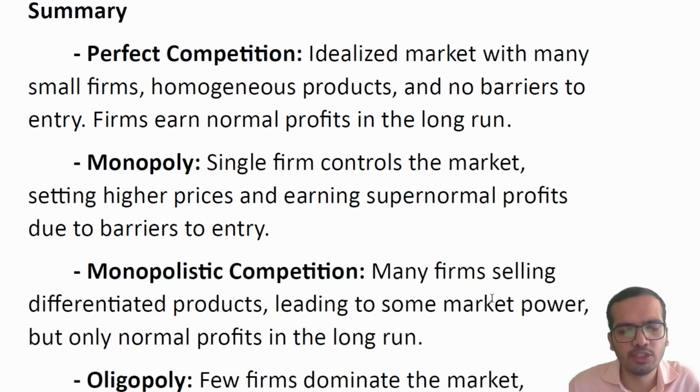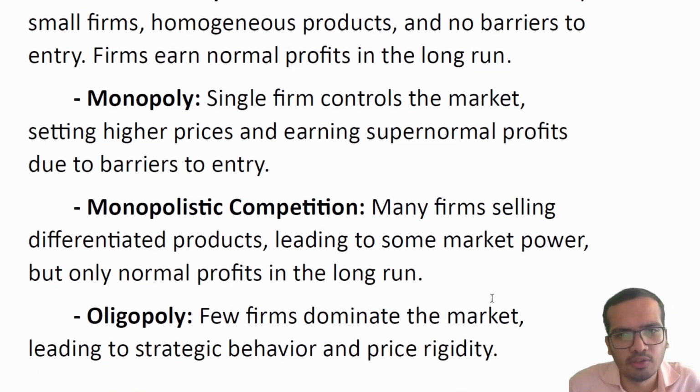Now comes a quick summary of what we discussed here. First, perfect competition. It's an idealized market with many small firms, homogeneous product, and no barriers to entry. Firms earn normal profit in the long run. Then we saw monopoly, that is a single firm controls the market, setting higher prices and earning supernormal profits due to barriers to entry. Then we saw monopolistic competition. Here many firms sell differentiated products, leading to some market power but only normal profits in the long run.